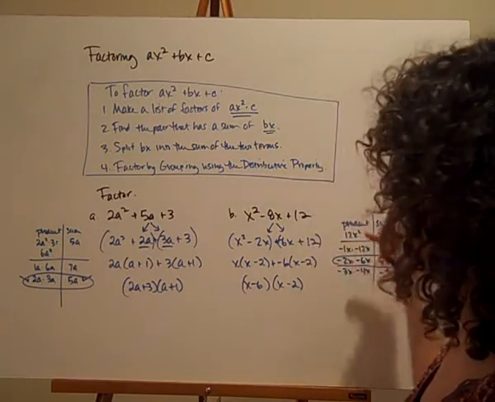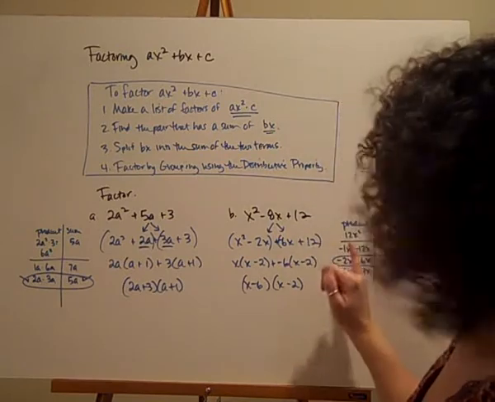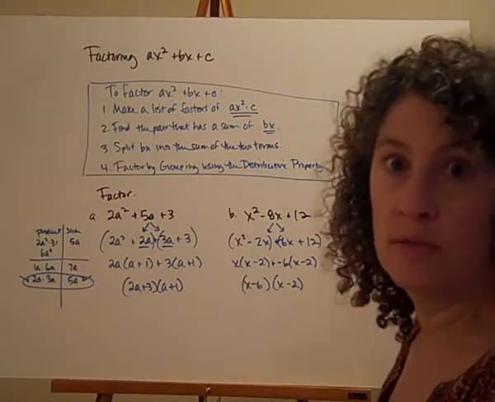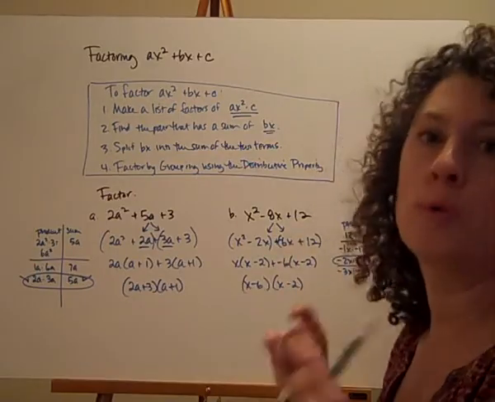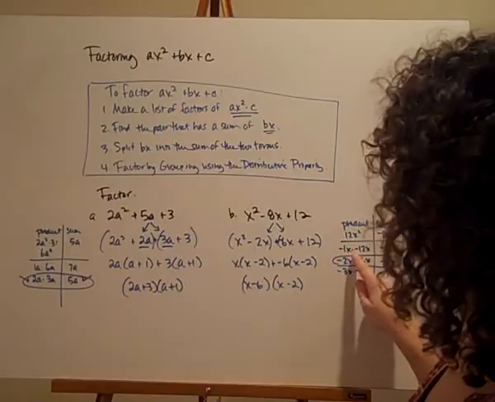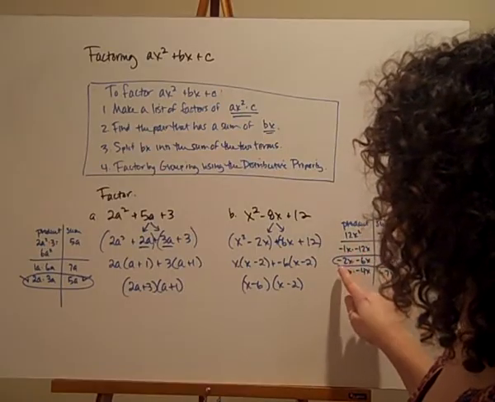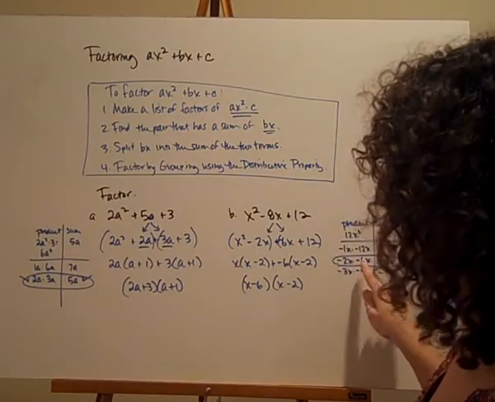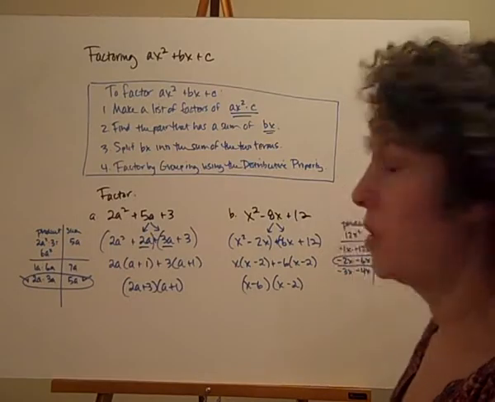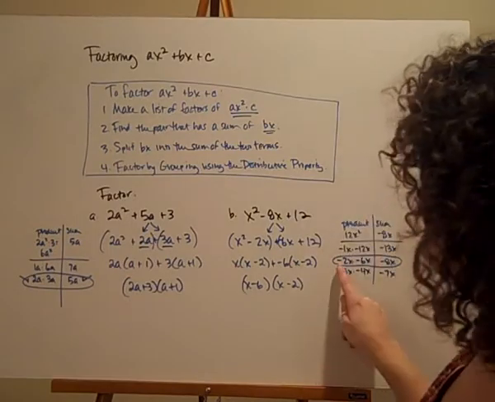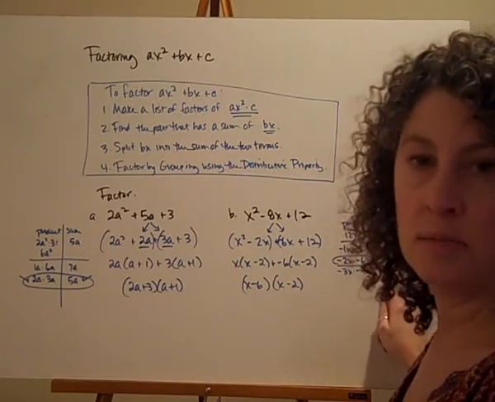Because a negative times a negative will give me a positive product, but a negative plus a negative will give me a negative sum. So I'm going to make that list of factors be all negatives. So negative 1x times negative 12x, negative 2x times negative 6x, negative 3x times negative 4x. And then I go through the sums and I realize that this combination here has a sum of negative 8x.